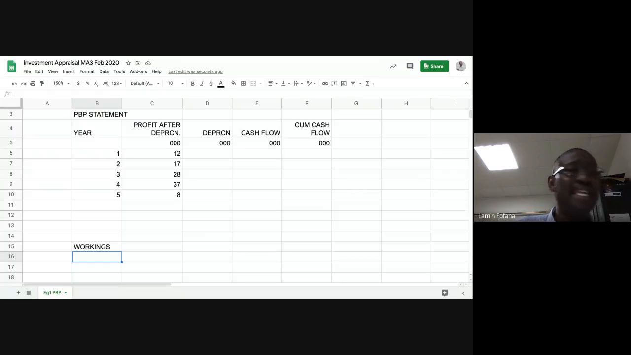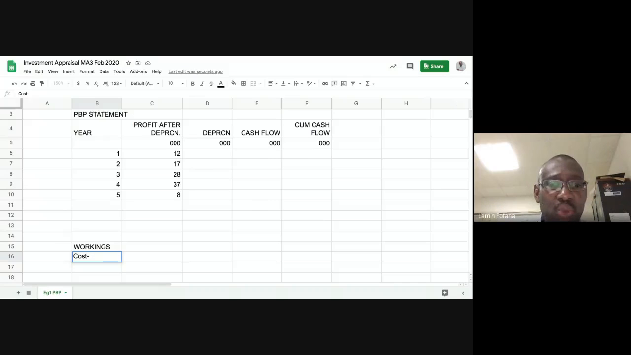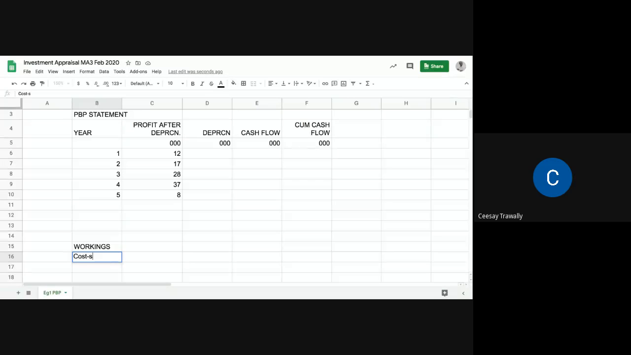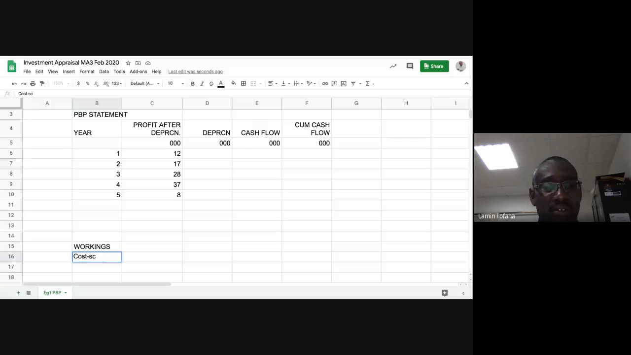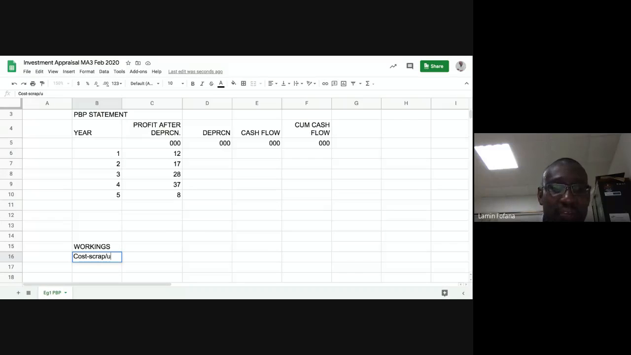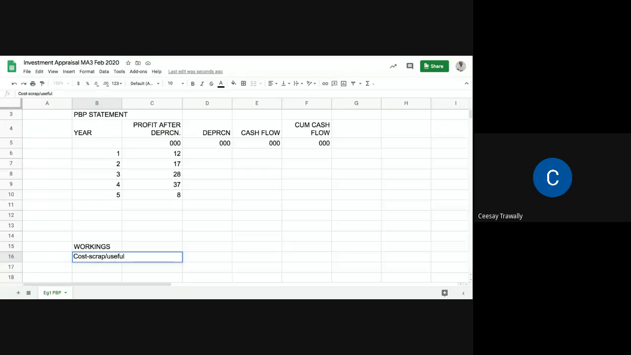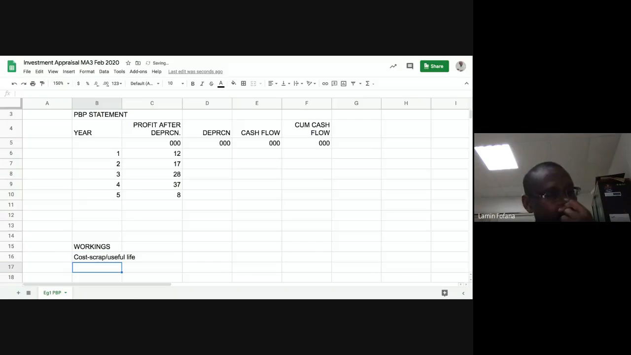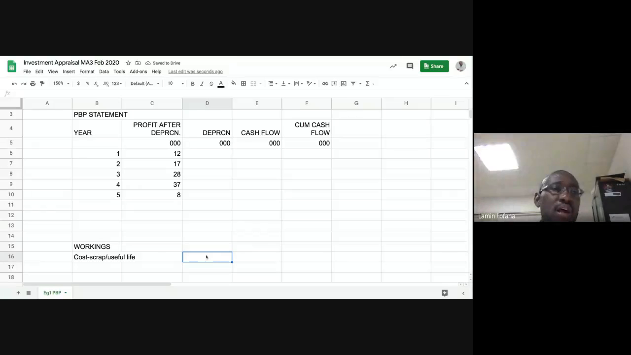Sorry, no, it's over 10 years. Sorry, the asset is going to be used over 10 years. So depreciation we know is cost minus what? Depreciation uses the straight line method. Cost minus scrap. Cost minus scrap, all over useful life. Cost minus scrap divided by the useful life. So it's the cost minus scrap value all over useful life.